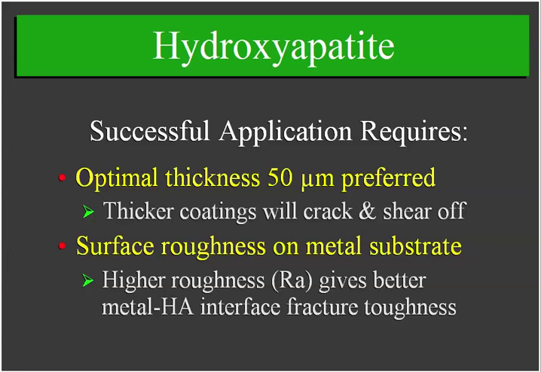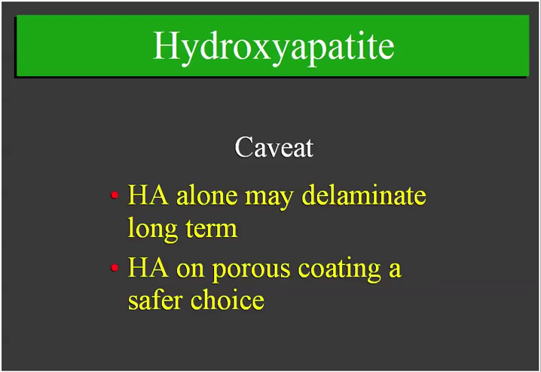The surface roughness on the metal substrate helps in holding the HA in place. It gives it a little bit better interface fracture toughness. Remember this, that hydroxyapatite alone may delaminate in the long term, so if you want long-term success for the hydroxyapatite stem, hydroxyapatite on the porous surface is probably a safer choice.